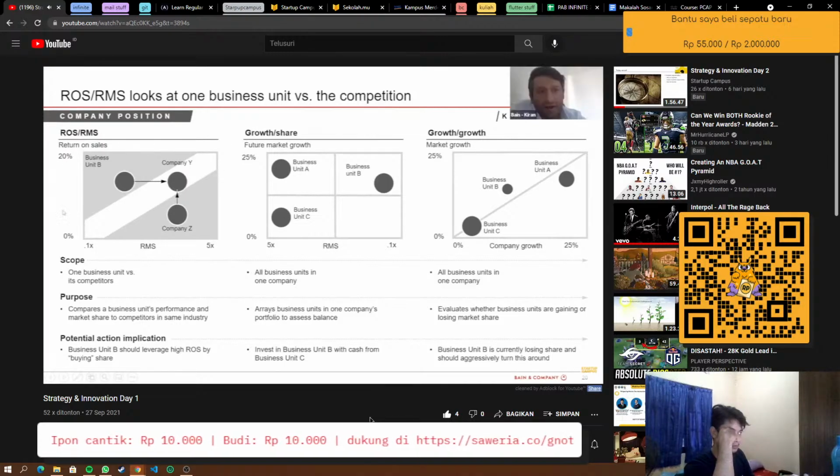Now we see there are several frameworks that we think about. One is ROS RMS. It is for either one business unit or one company versus its competitors.